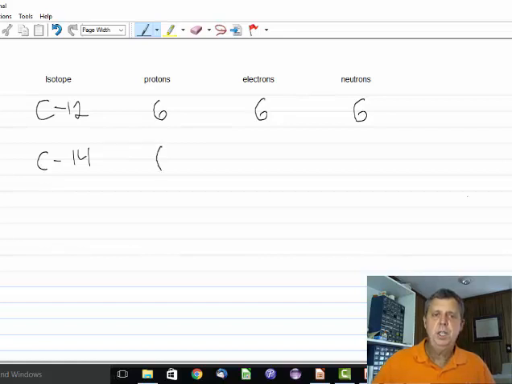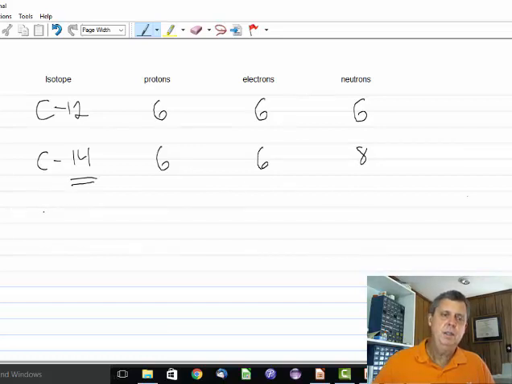still has to have 6 protons because it is still carbon. All carbons have 6 protons. Therefore, it has to have 6 electrons since it is electrically neutral. And neutrons, of course, sums of neutrons and protons gives you the mass number. Again, that's what the mass number is. So therefore, it must have 8 neutrons.